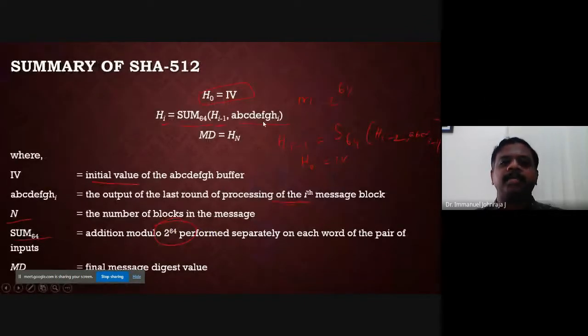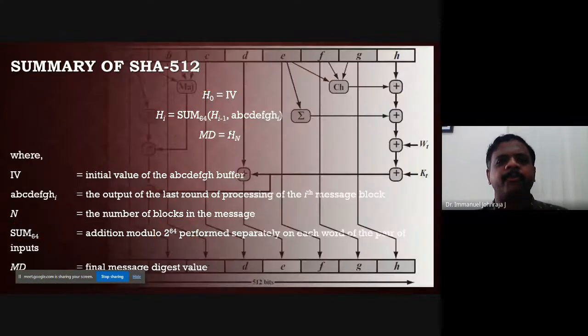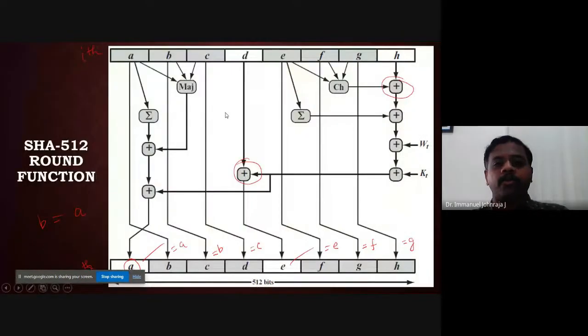So this is the summary. You have your H0, which is the initial value. You have the message digest received as HN. So HI at any round is the sum modulo 2 power 64 of the previous hash code and the current value in A. So like that, you can backtrack to H0. We know what's happening. And this is the heart of your SHA function. If you could understand this, your SHA is quite easy.